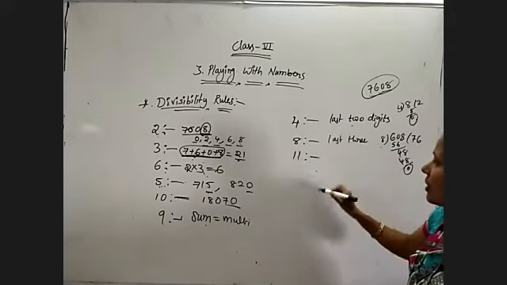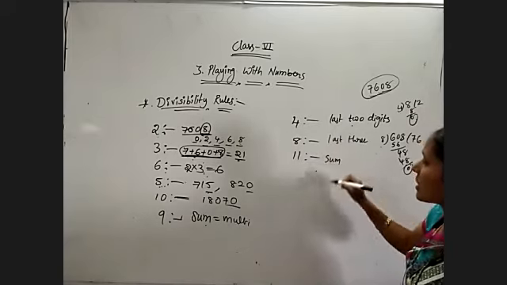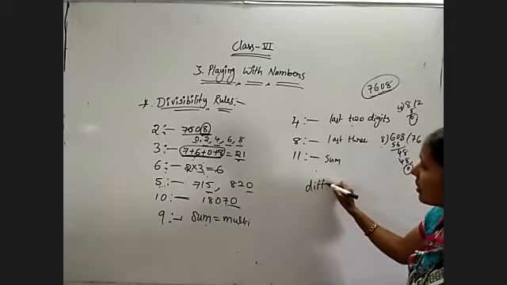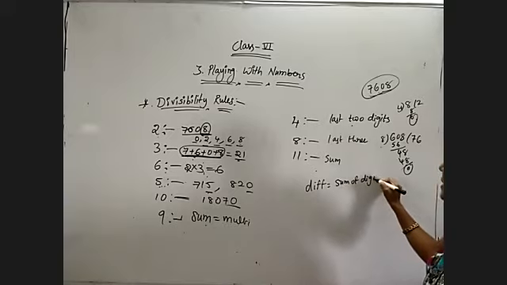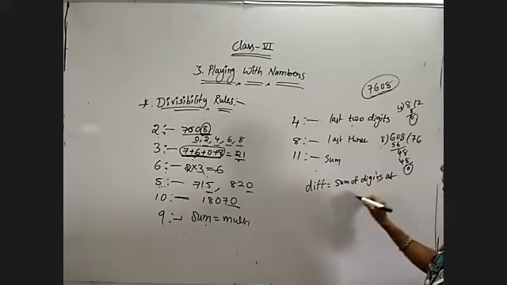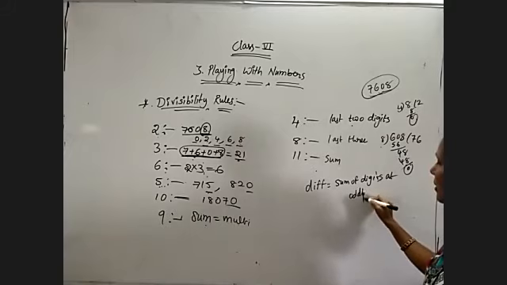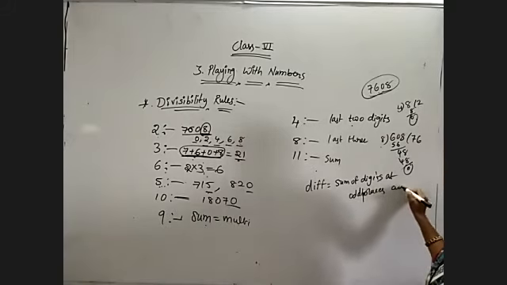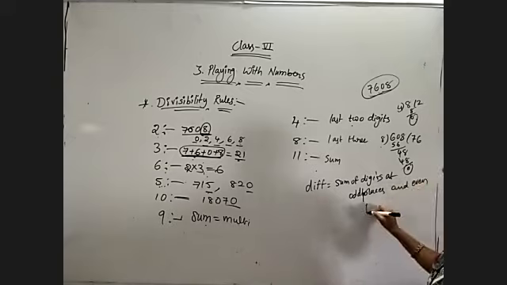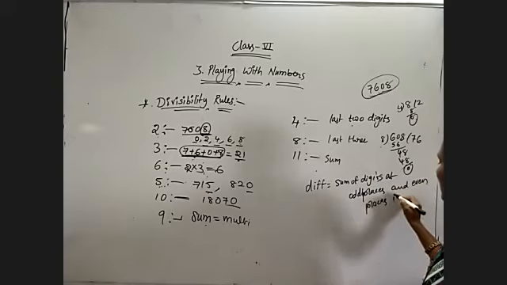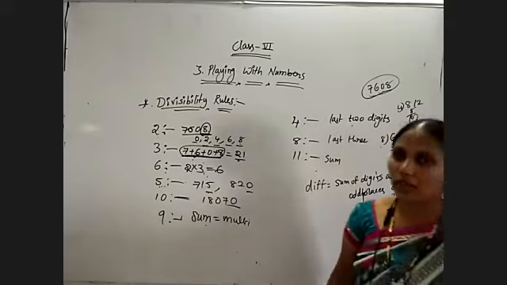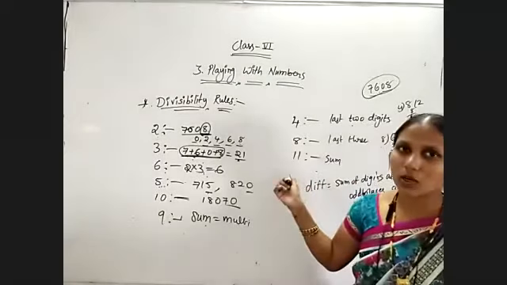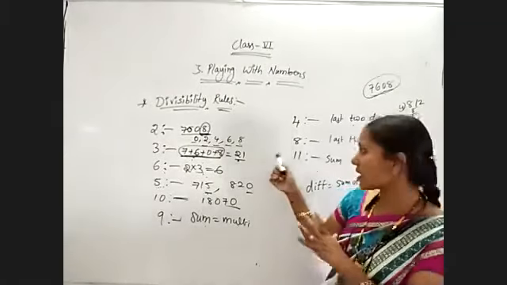Now coming to 11. Here, the difference between the sum of digits at odd places and the sum of digits at even places is 0 or divisible by 11. Then only it is divisible by 11. Otherwise, it is not divisible by 11. So 4, 8, 11, yesterday only we have finished the classes. So there is no confusion at all.